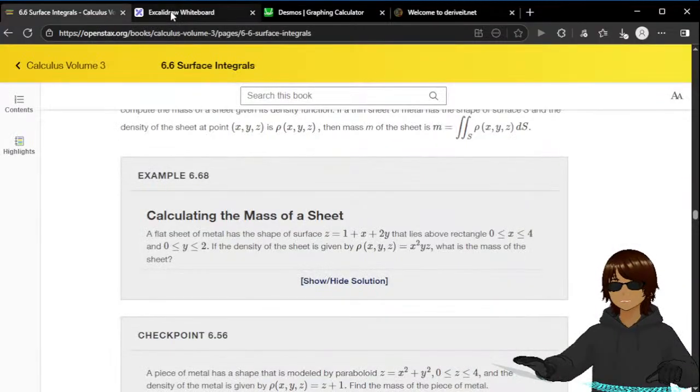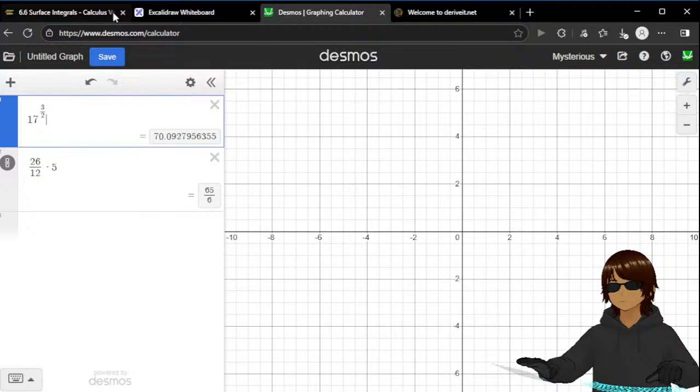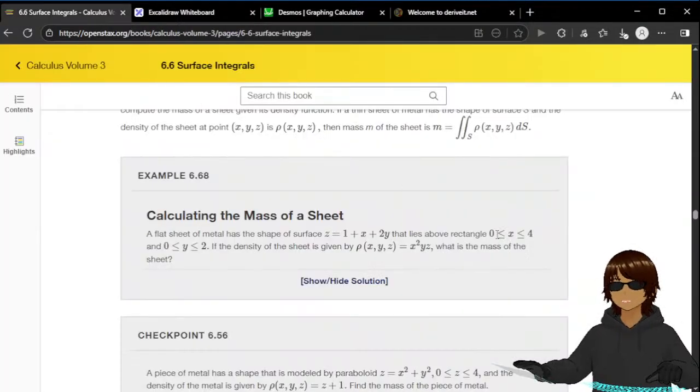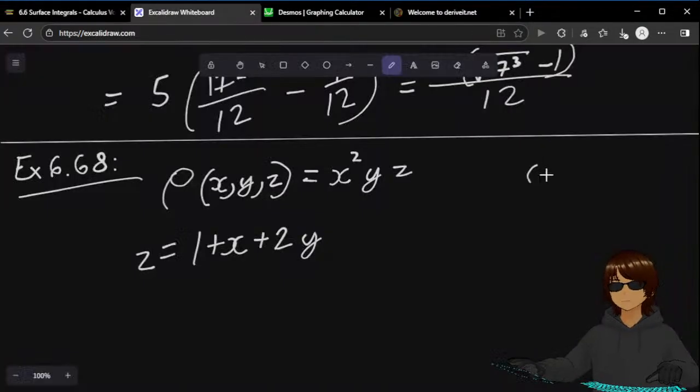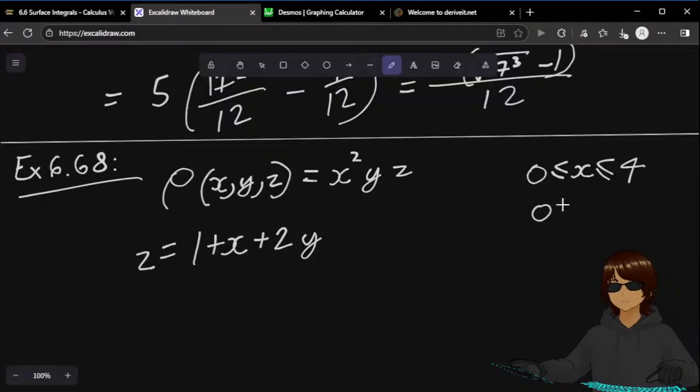So z is 1 plus x plus 2y. X goes from 0 to 4, and then y from 0 to 2. Hold on. Just wait a minute.